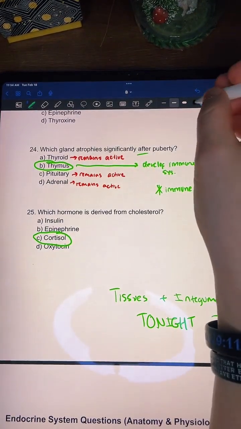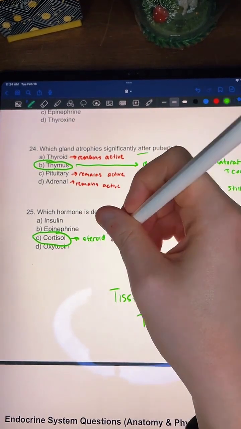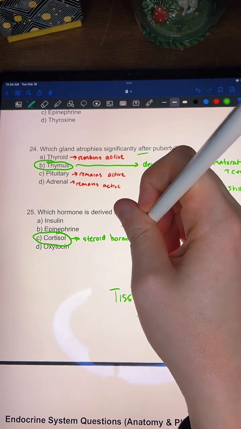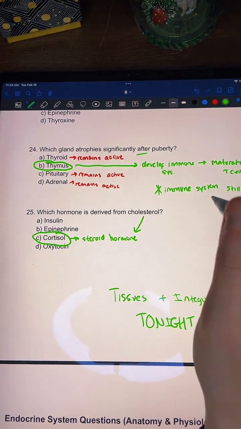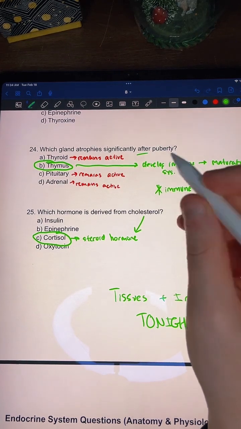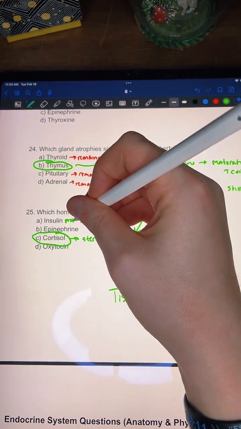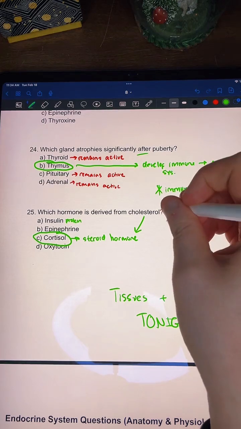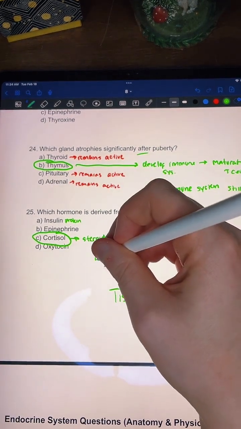So cortisol is a steroid hormone, and this is derived from cholesterol. Insulin is a protein hormone. So if you think cholesterol, lipids, steroid is a lipid.